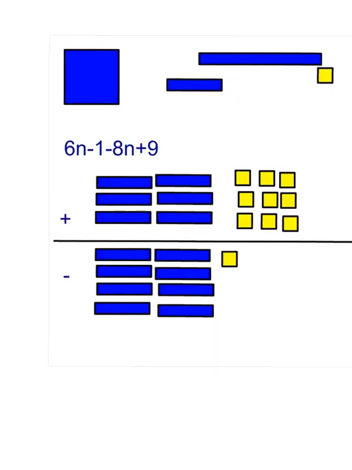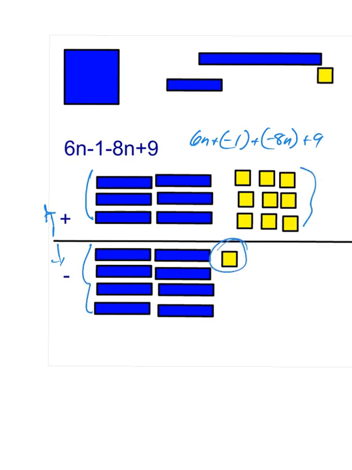Okay, and so now what we're going to do is we're going to say that on this side, up here is positive, down here is negatives. So we rewrote this as 6n plus negative 1 plus negative 8n plus 9. That was so we could commute. And if we look, here we have 6 n's and negative 8 n's, and we have positive 9, and we have negative 1. Everything on this side is negative, everything on this side is positive.